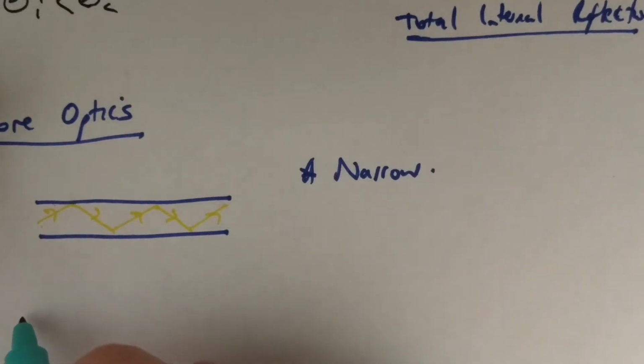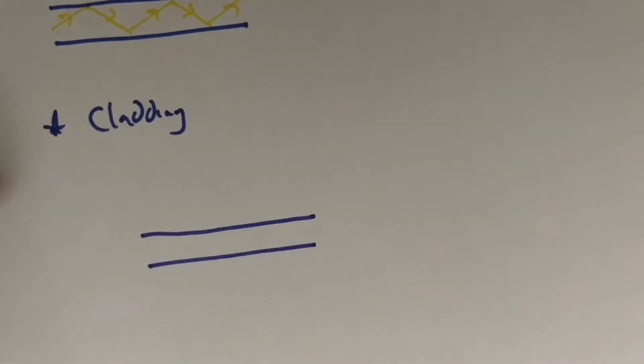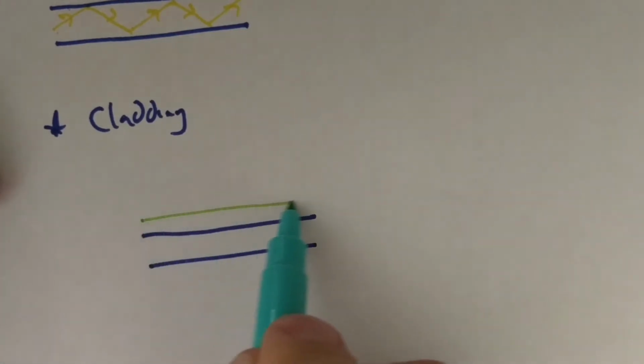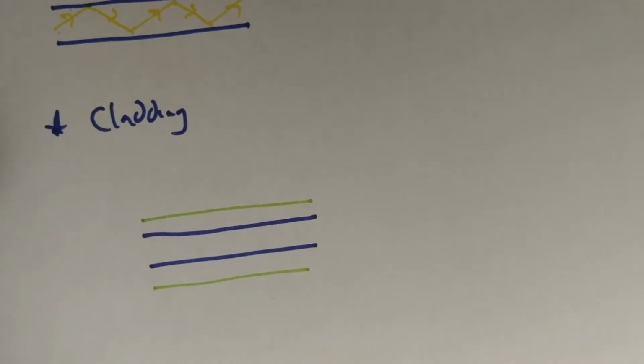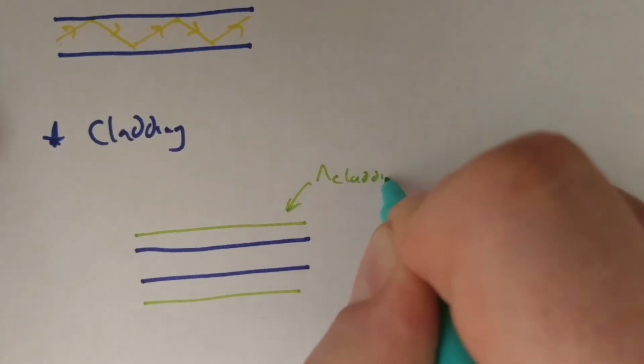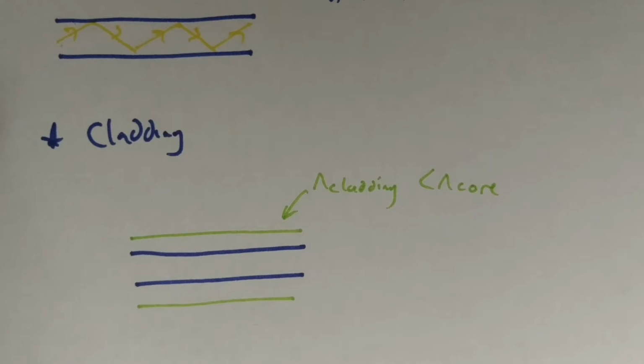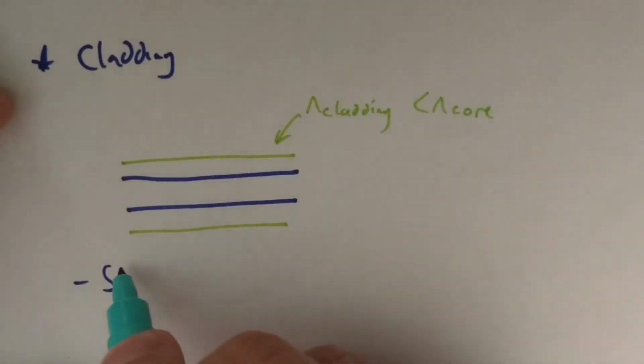The other key thing we have to have is cladding. So cladding is essentially another layer of material on the outside of our fibre optic core. This material, n cladding, must be smaller than n core. The reason for that is we need to have total internal reflection happening at this boundary here. If n cladding was greater than n core, we wouldn't get that total internal reflection. And the reason we have this is to stop leakage.